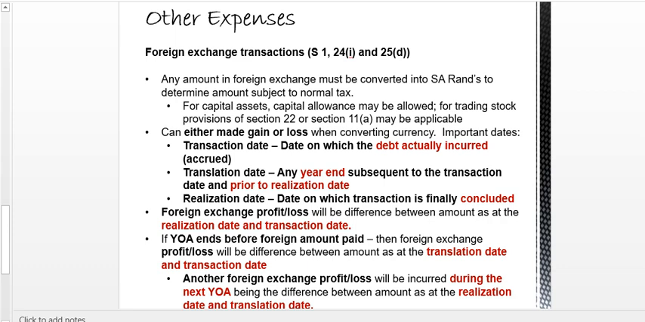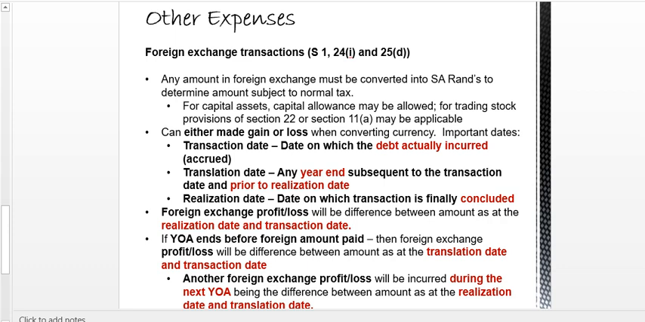So you've got your transaction date, which is when this occurred. The translation date is the date at the end of the current year of assessment. That date should be after the transaction date, but it should be before the realization date. What is the realization date? The realization date is the date the transaction is finally concluded.